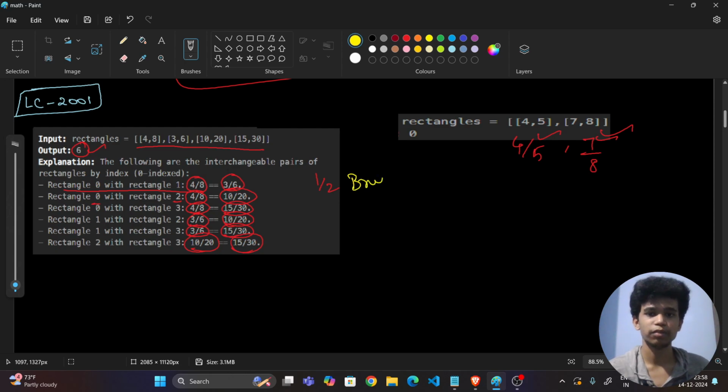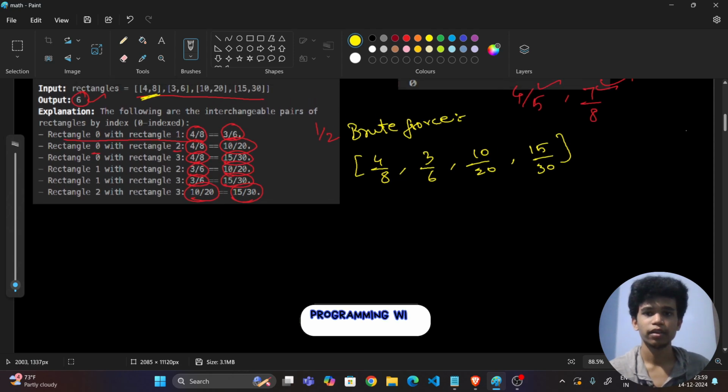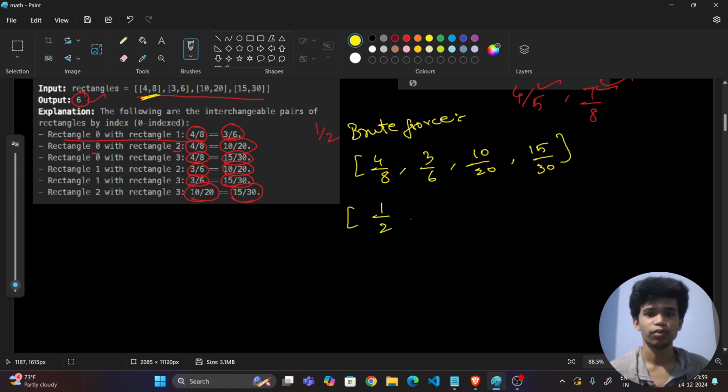It is a simple brute force approach. In the simple brute force approach, what we are going to do is take each and every one of these fractions. Let me take an individual array and put them like this: 4 by 8, 3 by 6, 10 by 20, 15 by 30. Now I will simplify this further. If I simplify this, my answer is 1 by 2, here also 1 by 2, here also 1 by 2, here also 1 by 2.